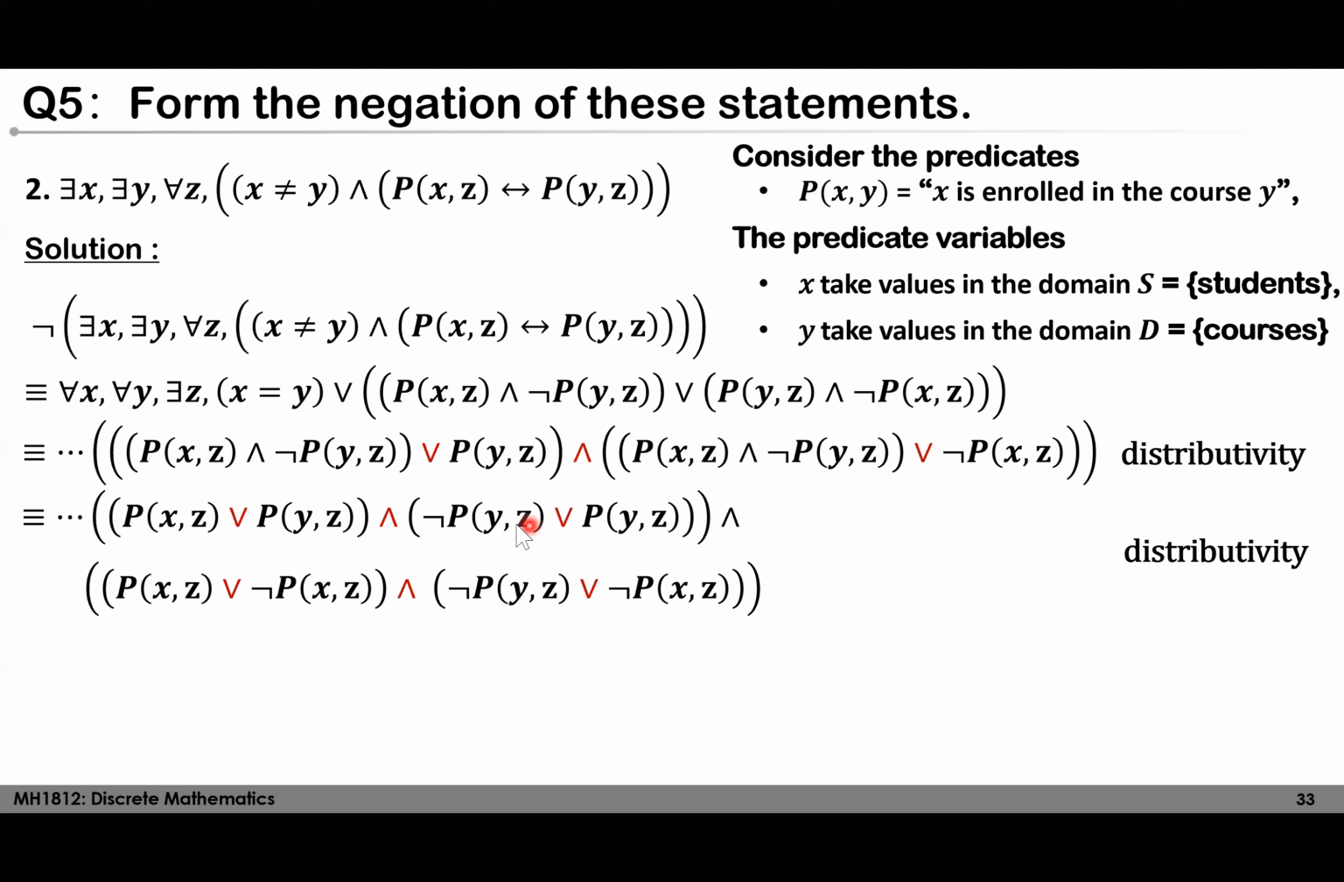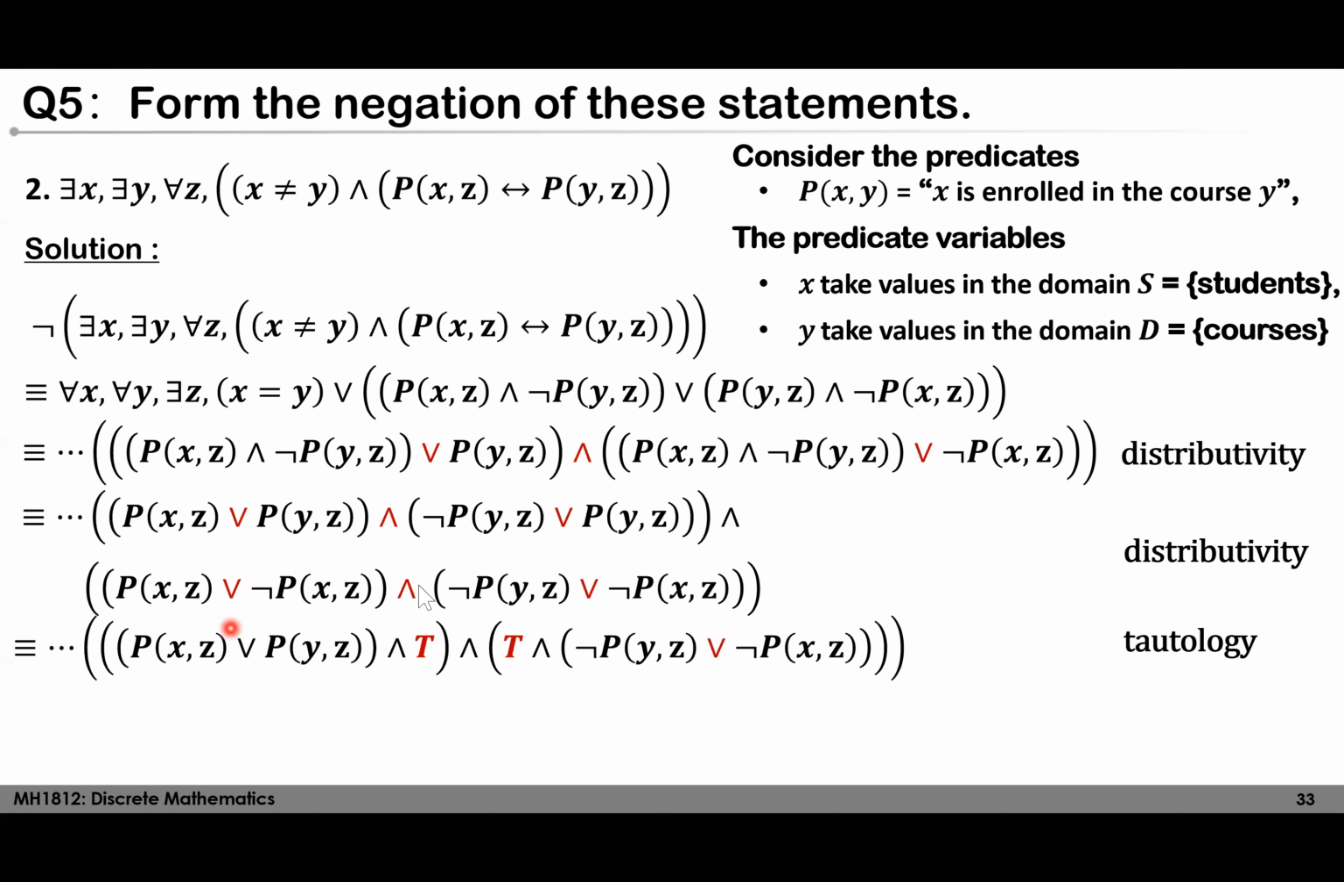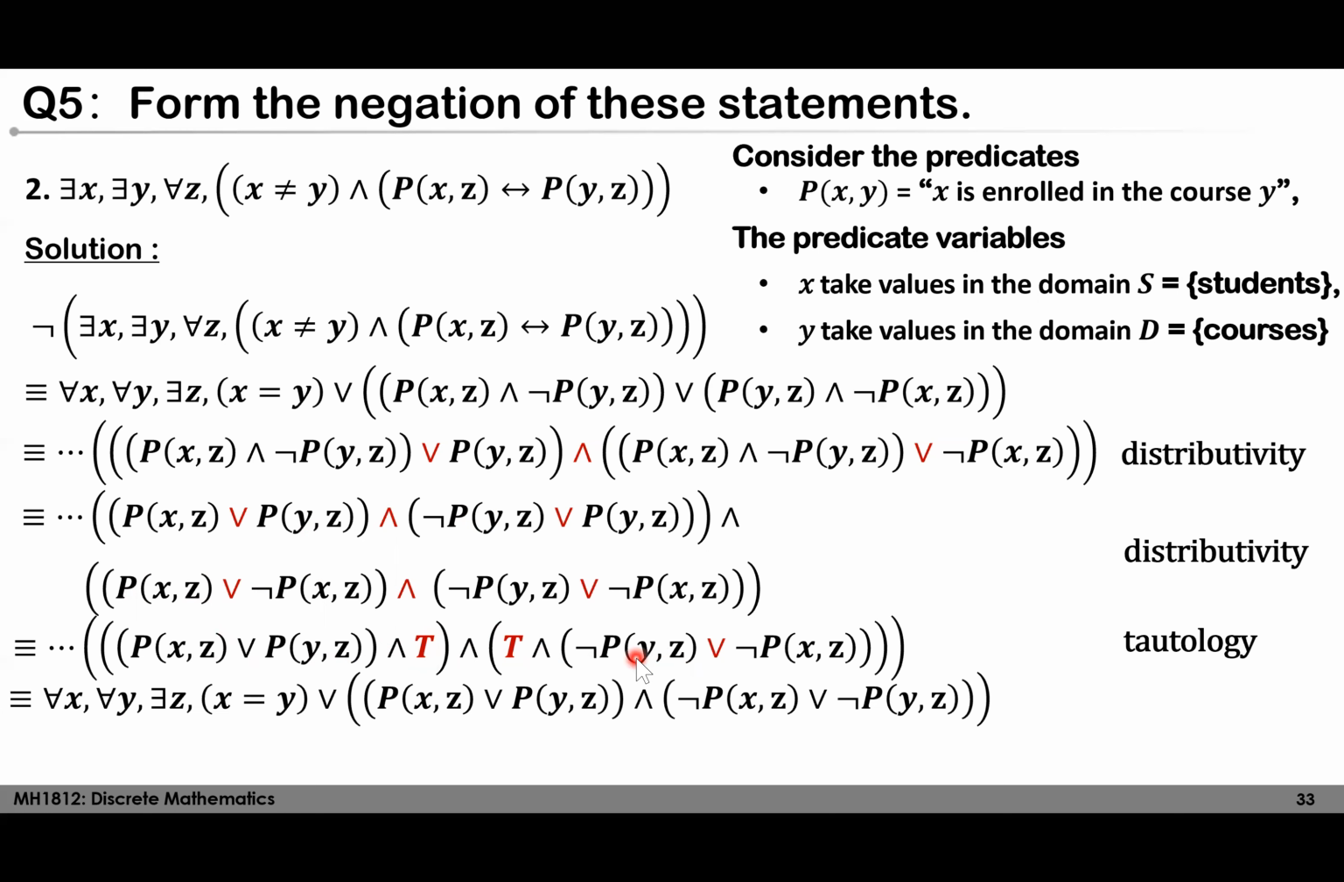So in this first one, there is a negation of P or P. We know this is a tautology, and here P or negation of P. We know this is a tautology, so we translate it into something and true, true and something, so it's equivalent to this form. So the negation of this statement is equivalent to this.